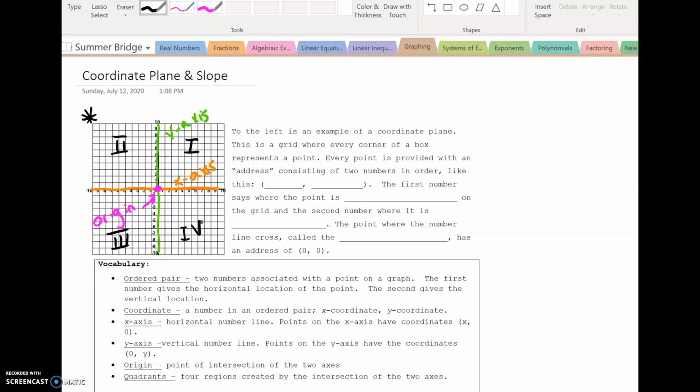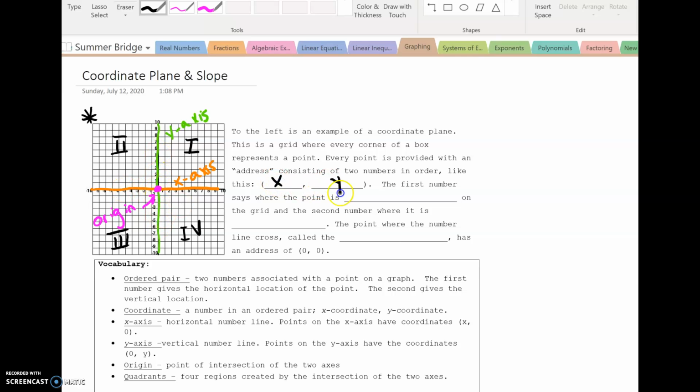So now that we've talked about the basics, let's go through some very particular points that we need to talk about. To the left is an example of a coordinate plane. This is a grid where every corner of a box represents a point. Every point is provided with what we call an address, and it consists of two numbers. The numbers are going to be the x numbers and then the y numbers that go up. So it's going to be how many points you go to the right or to the left, and then how many points you go up or down.